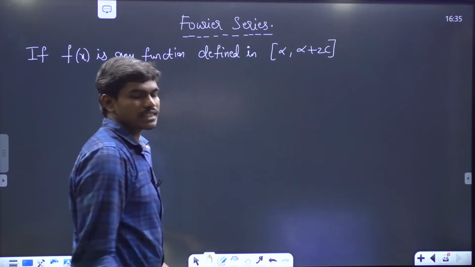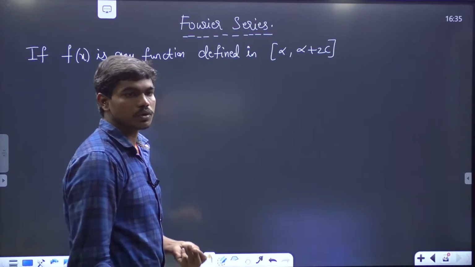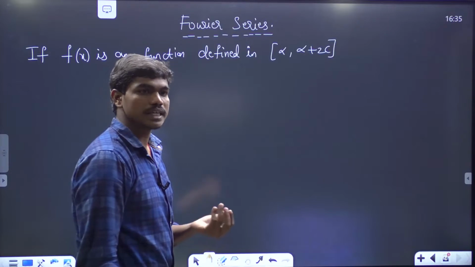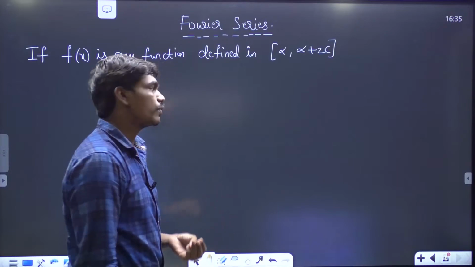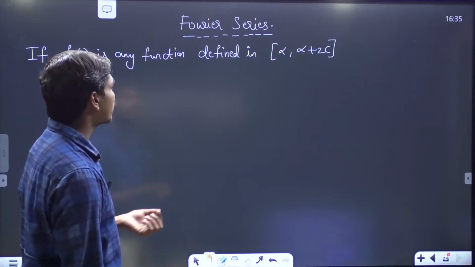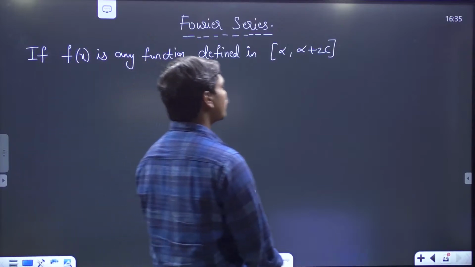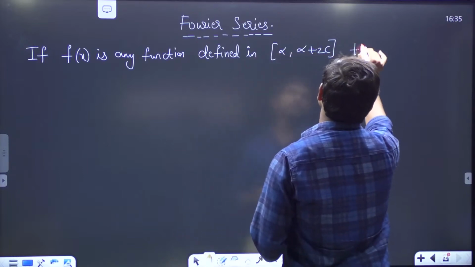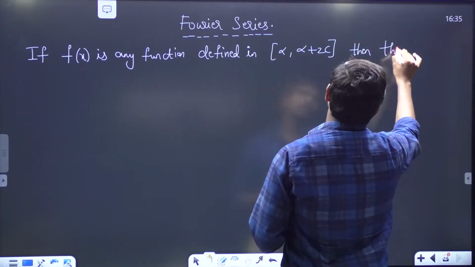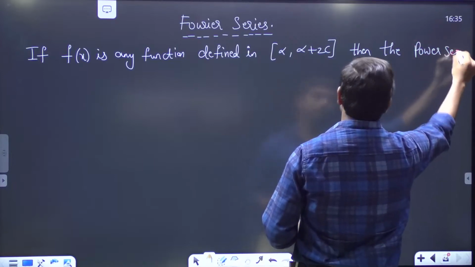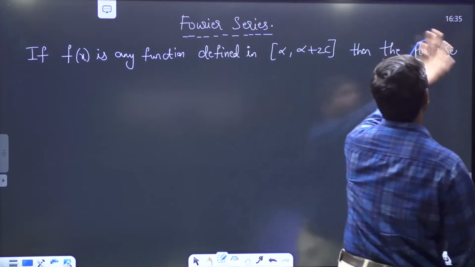Fourier transforms and Z transforms I am not going to deal with in this course, because there are not many common parts to all other branches, so we are not dealing with that. So I'll just give you the introduction of Fourier series and then we'll end this session. So see here, if f of x is any function defined in alpha to alpha plus 2c, then the power series expansion, or you can write the Fourier series expansion basically.